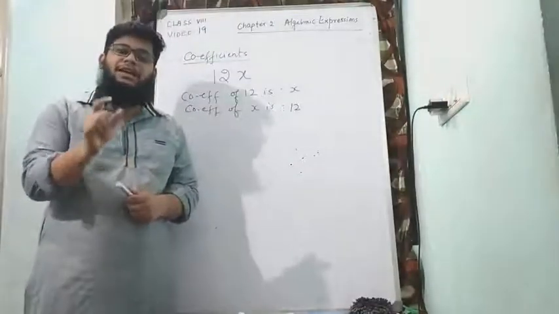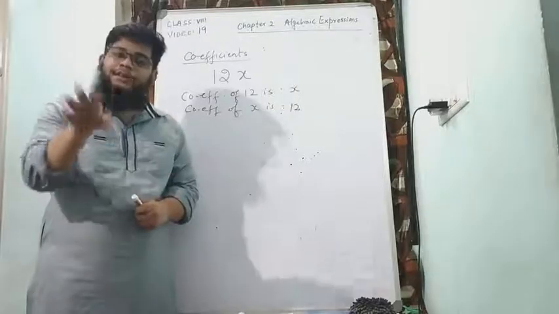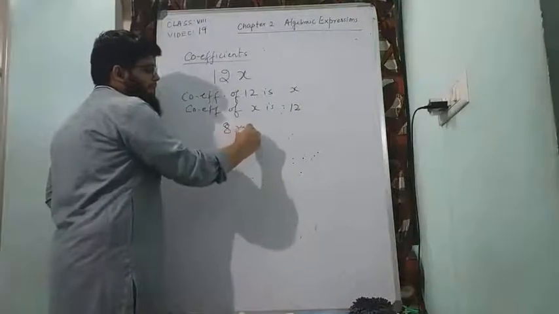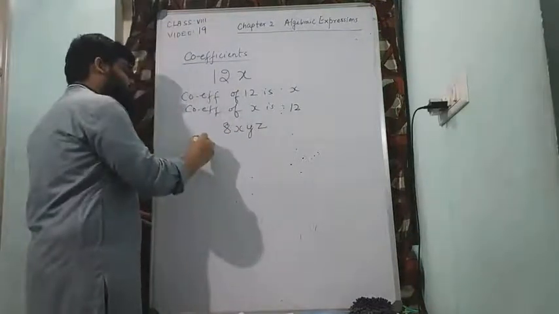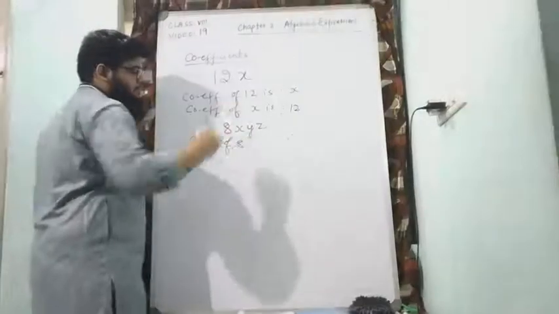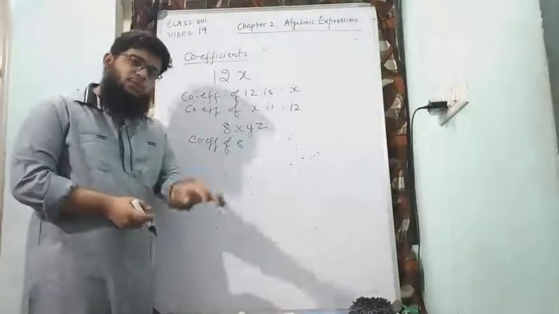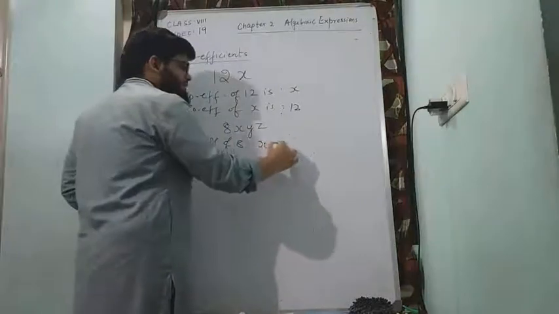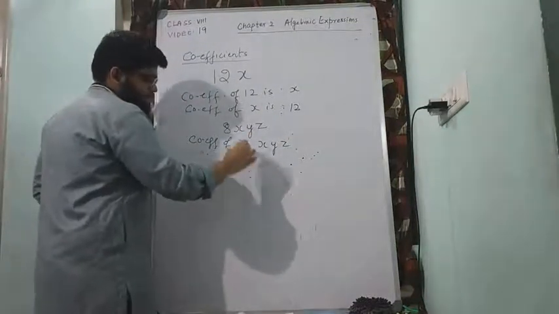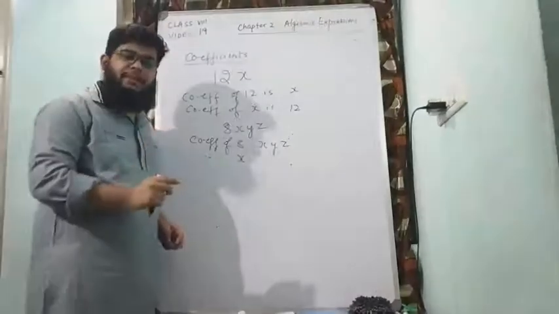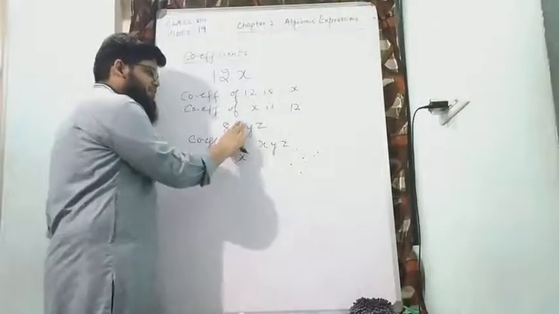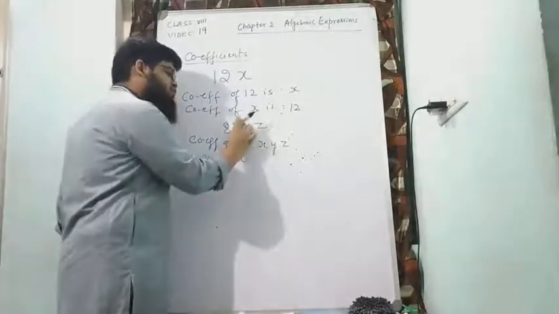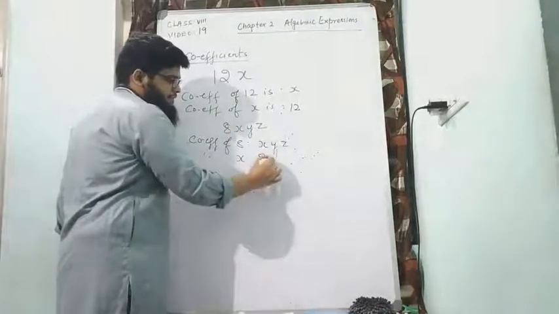So if you are asked to find out the coefficient of something, leaving that, whatever is remaining, that will be the coefficient. Little advanced example, if I take 8xyz, okay? What is the coefficient of 8? That means leaving 8, what all is remaining? xyz. So the coefficient of 8 is xyz. Coefficient of x. That means leaving x, whatever is remaining. So if you remove x, what is remaining? 8 is remaining, y is remaining and z is remaining.